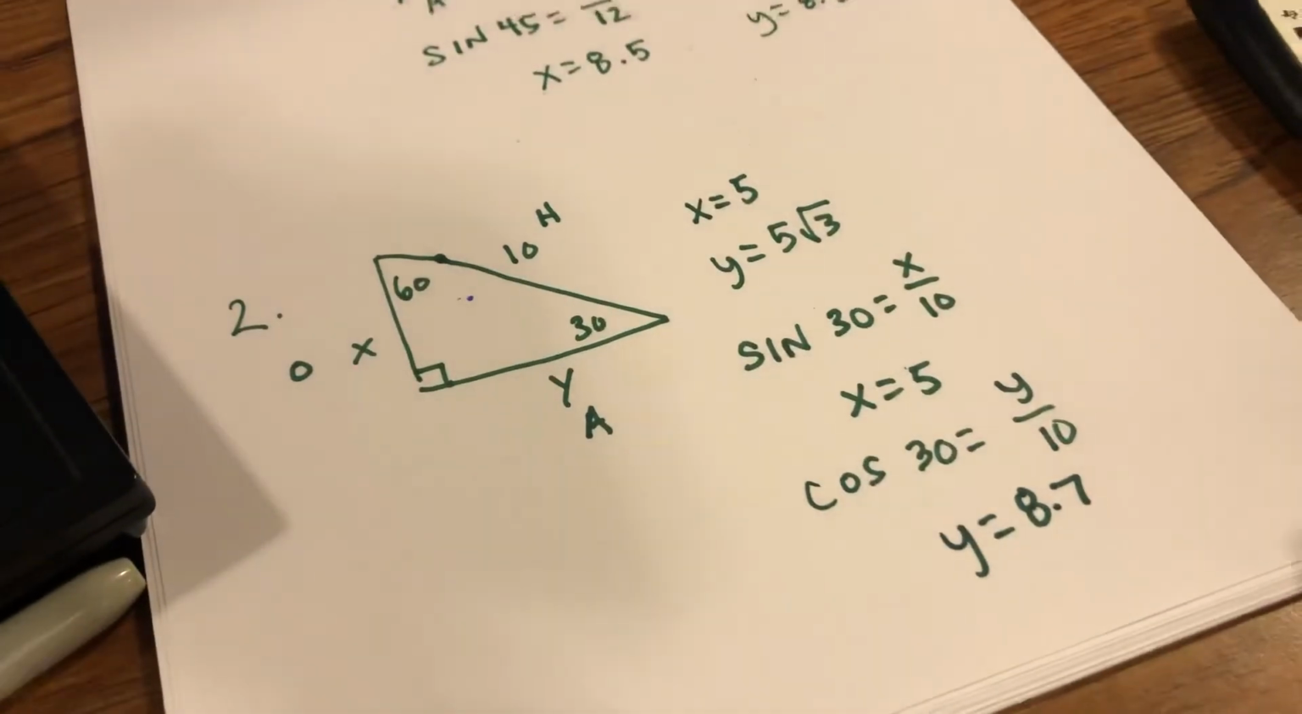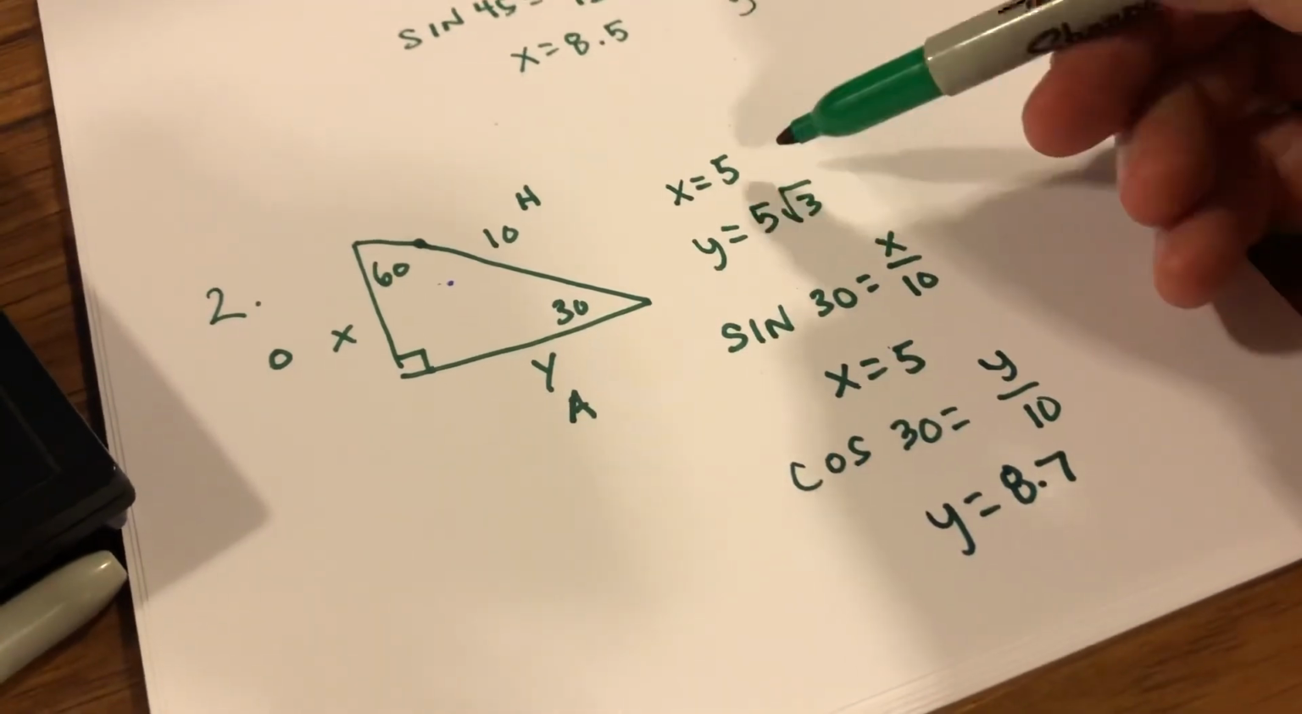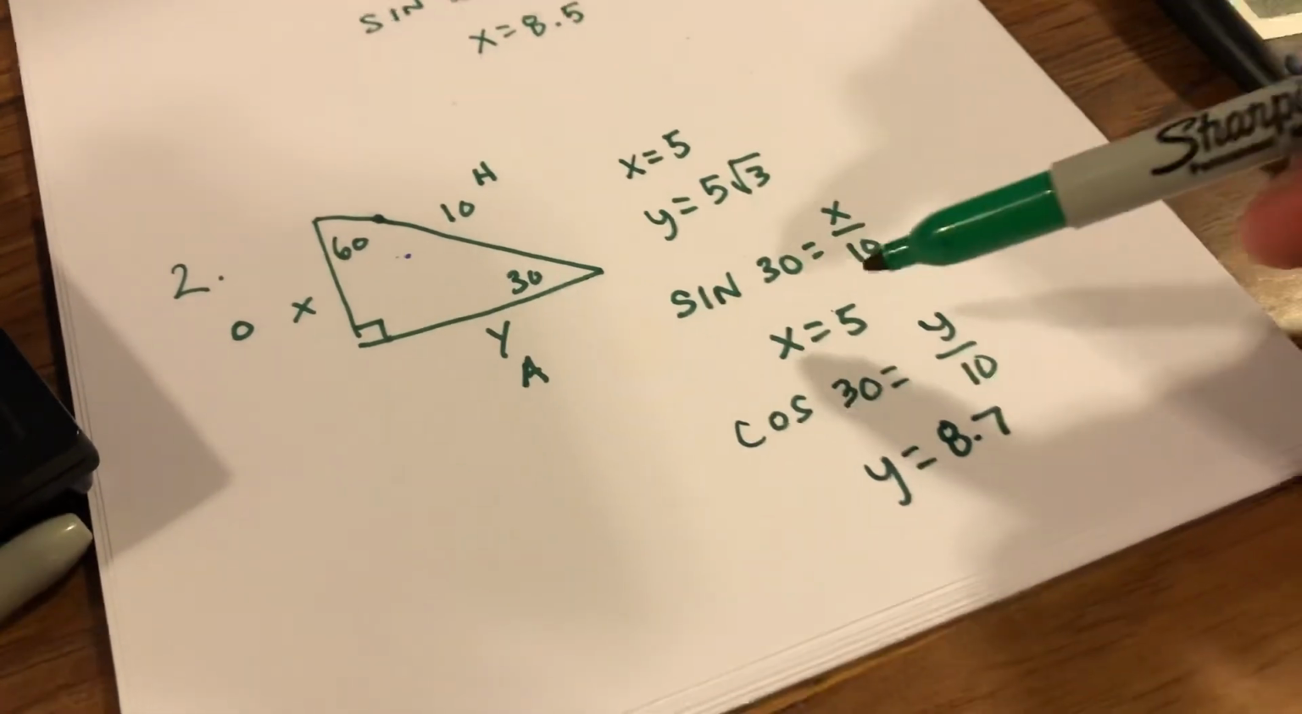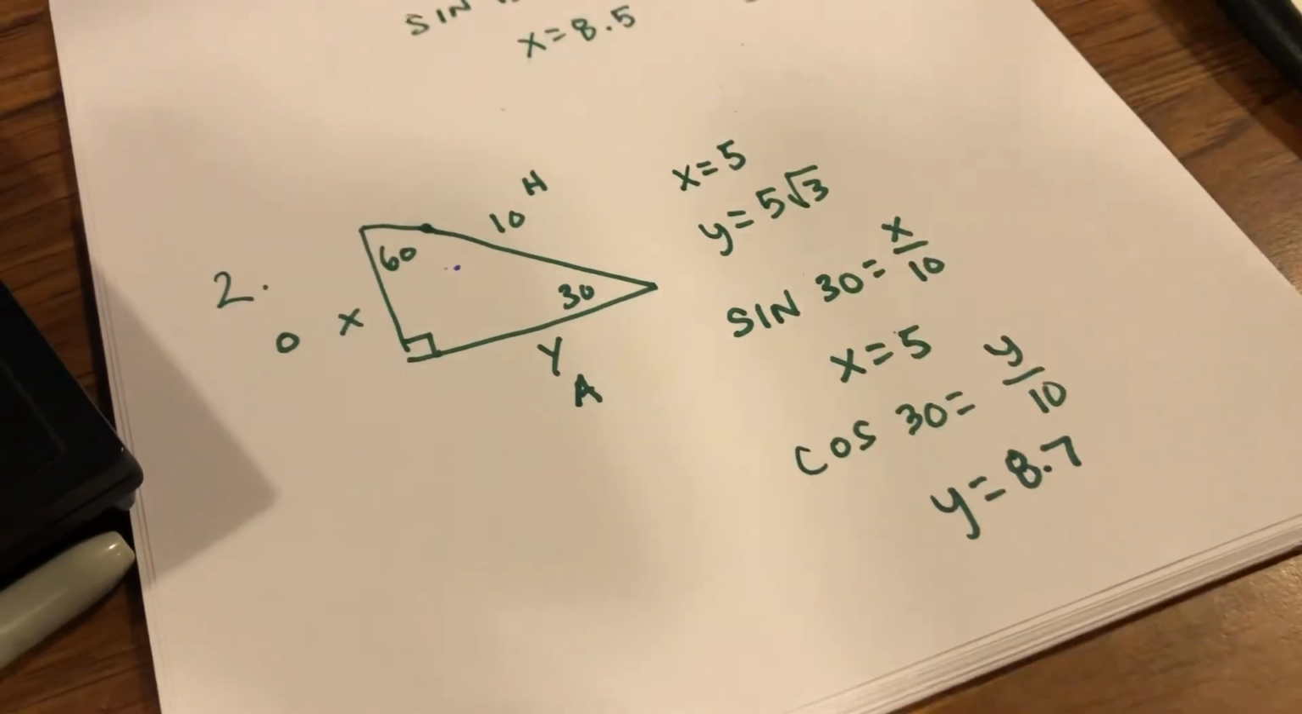So again, whether you're leaving it in radical form using your special right triangle rules, or you're putting it in decimal form, either way works.